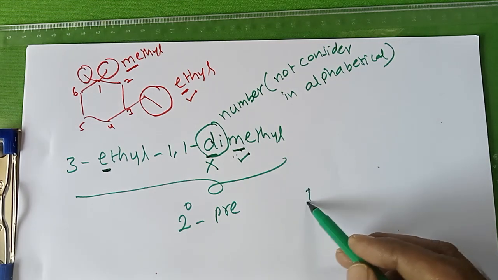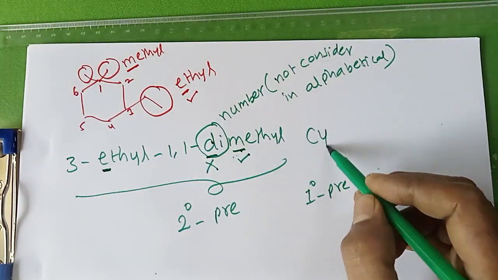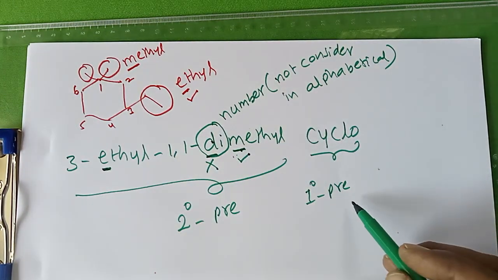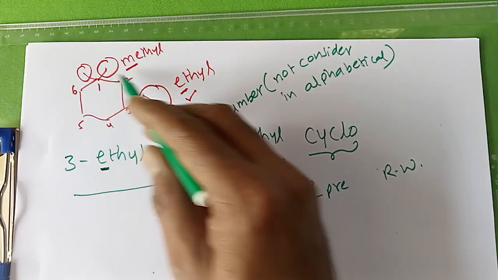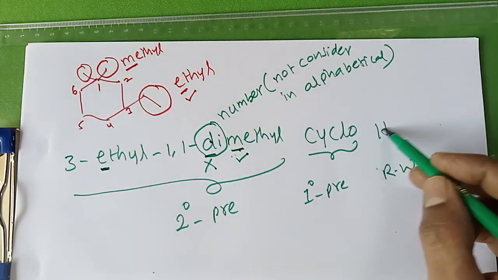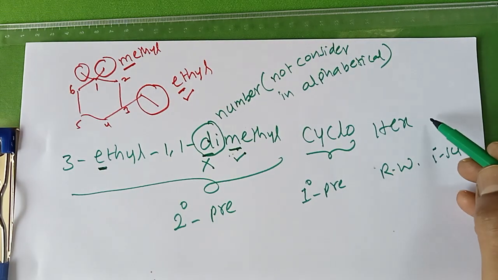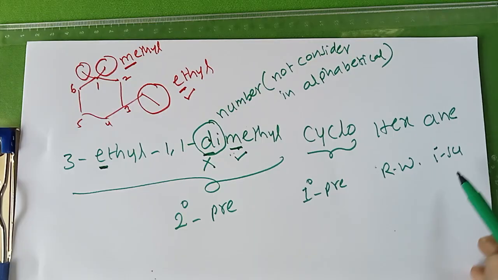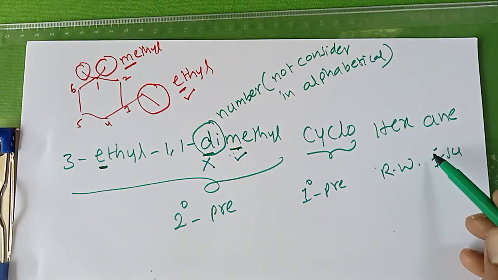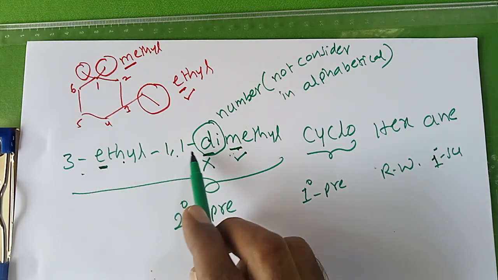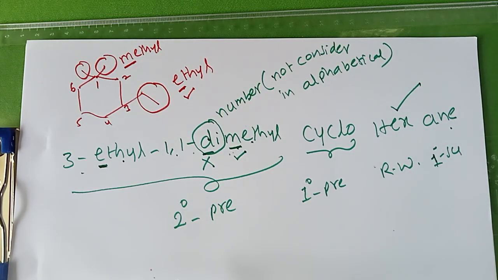Next one, primary prefix. In this one, a cyclic ring is present, so the primary prefix is cyclo. Next, RW means root word: 6 carbons in the parent chain, so hex. Next, primary suffix. Primary suffix is ane, since only single bonds are present. So the name is 3-ethyl-1,1-dimethylcyclohexane. This is the correct IUPAC name.